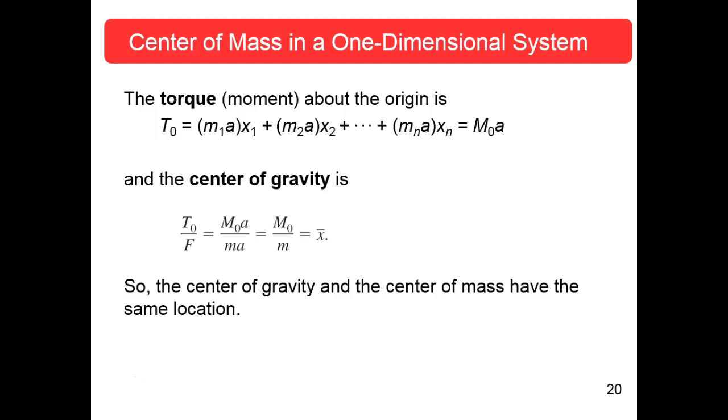Now the reason for that: if this is a system and the entire system is accelerating, which is what's implied here, then all the masses are moving at the same acceleration. If it wasn't, all bets are off. That's a chaotic system. But if they're all moving with the same acceleration, the A's cancel out in the numerator and the denominator, and you get the same center of mass. So the center of gravity and the center of mass have the same location. Therefore it doesn't really matter which one you're talking about.